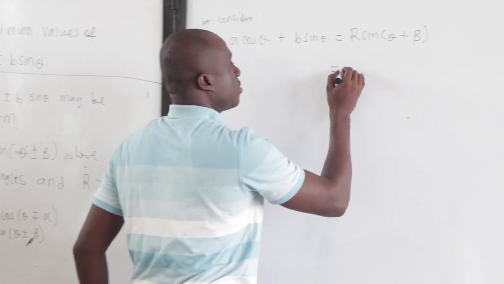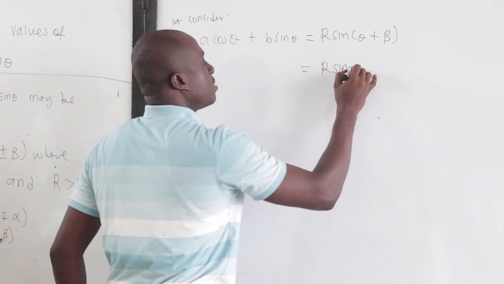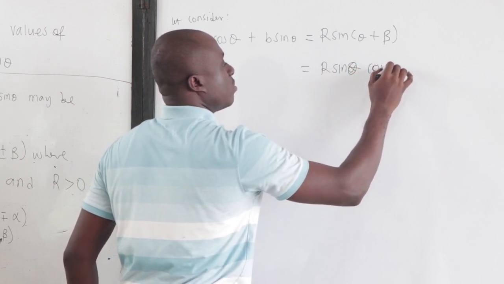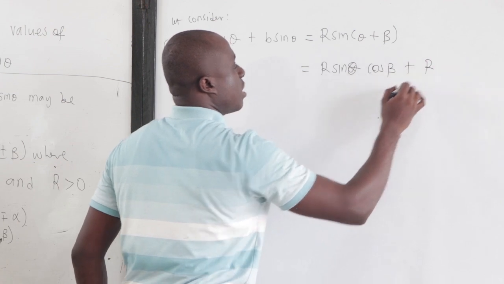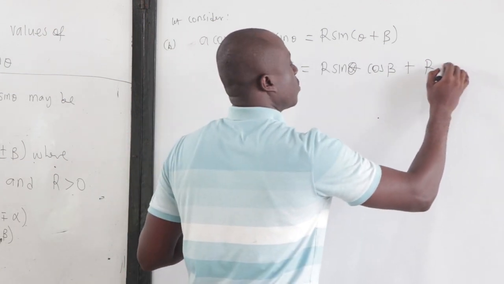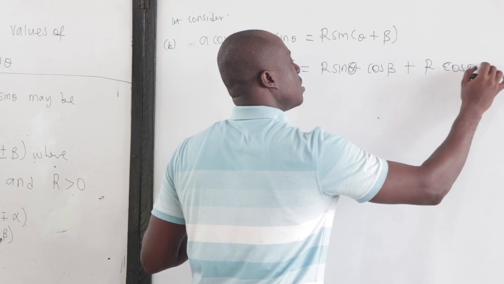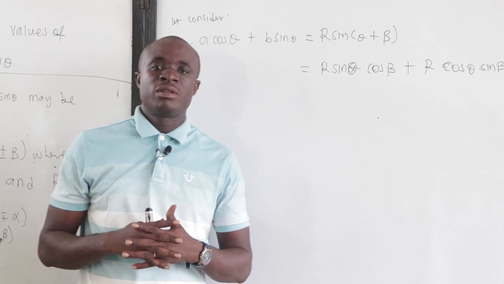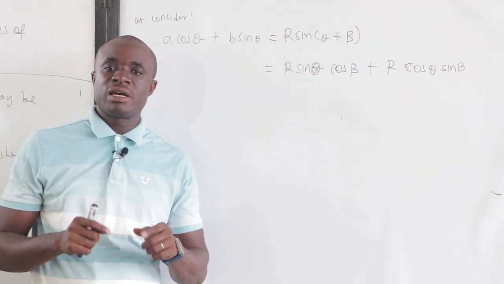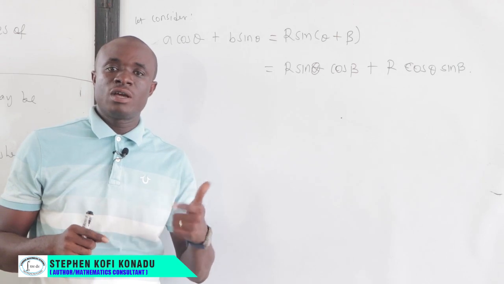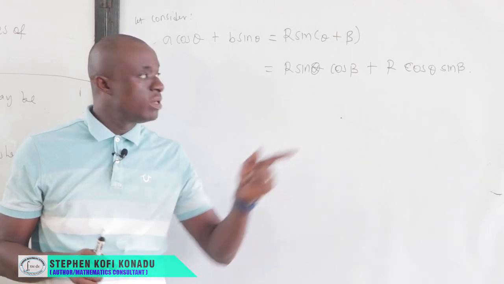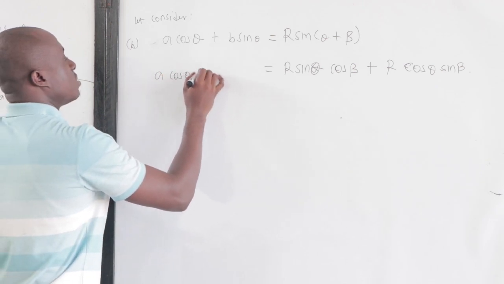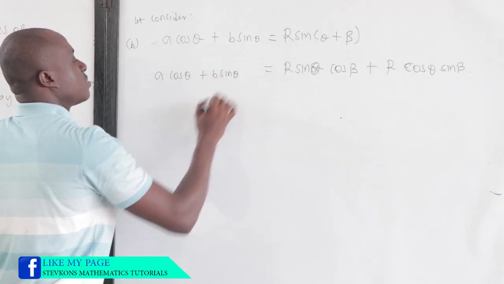Now let's factorize this. So this is just r sin theta cos beta plus r cos theta sin beta. Now if we have sin(a plus b), we want to factorize. This is sin a cos b plus cos a sin b. So that's what we use over here. So here we have a cos theta plus b sin theta.